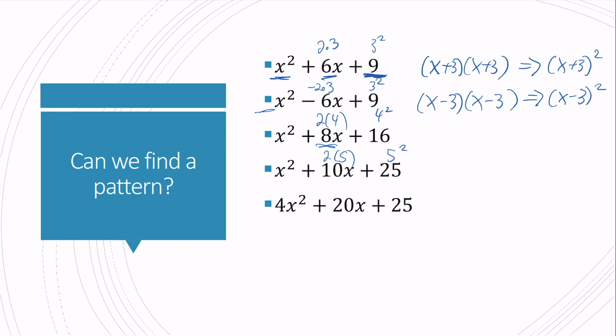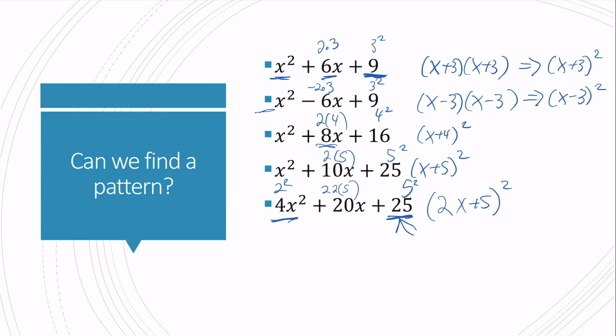Same thing is true for this next example. I've got x plus 4 squared, x plus 5 squared. What do we think is going to happen here? Here's 5, but this isn't 2 times 5. It looks like it's 2 times 2 times 5, and this is 2 squared. So this is going to factor to 2x plus 5 squared if we went to all the trouble to factor by grouping. This is the product of perfect squares.